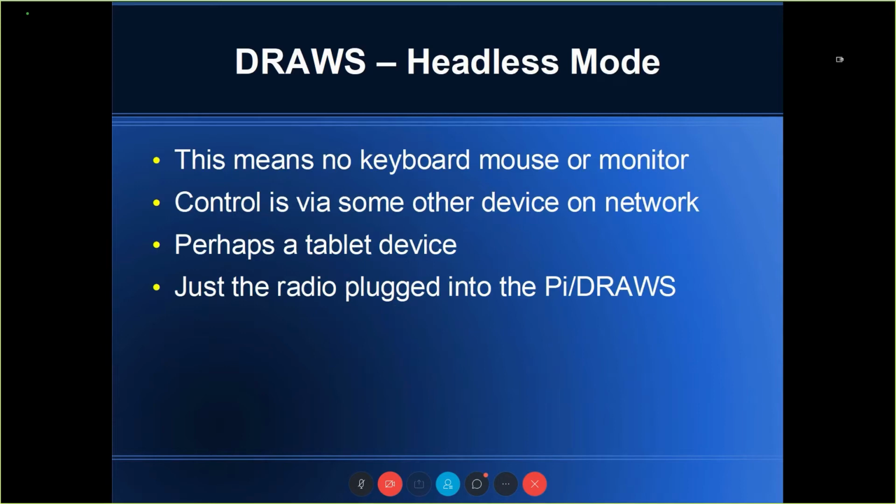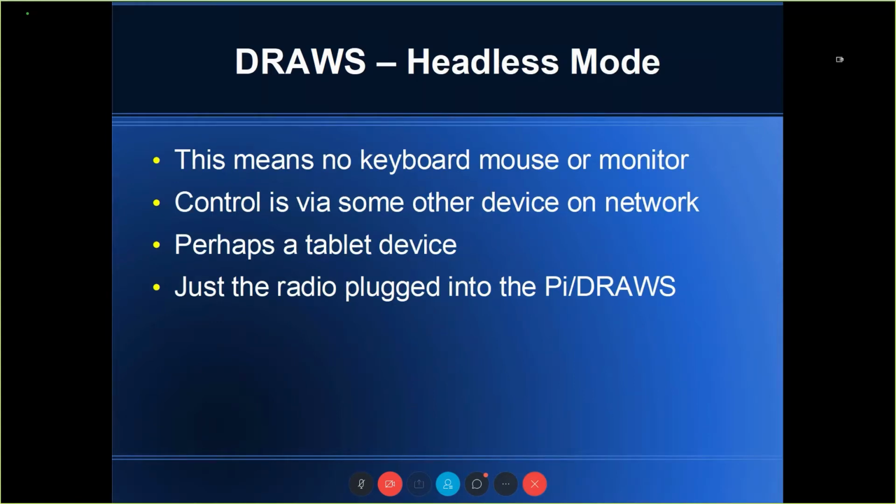So headless mode, that's how I'm going to use it, and that's how I'm using it right this second. That screen you saw when you were checking in, that was the DRAWS Pi, running via VNC into it. So that's the Pi screen. On the Pi right now, nothing's attached to it except for the GPS antenna and the radio. So that's headless mode. No keyboard, mouse, or monitor.